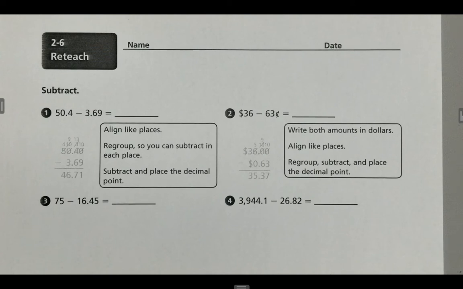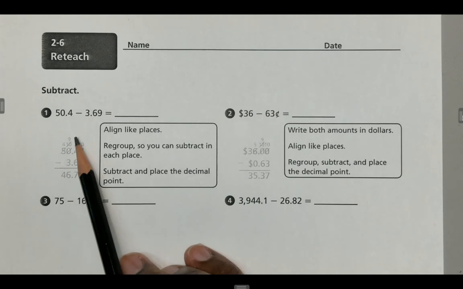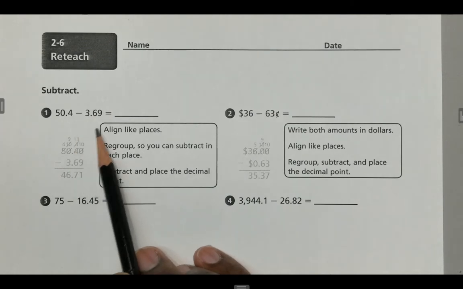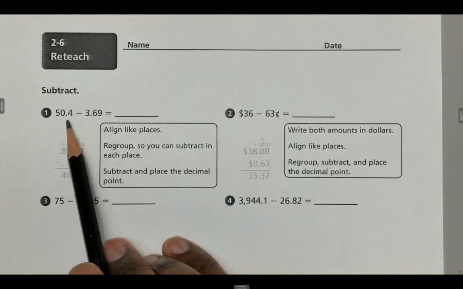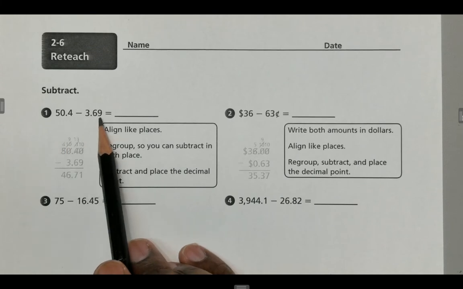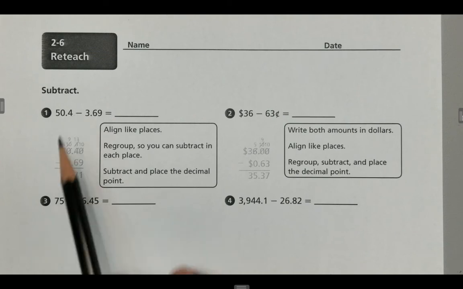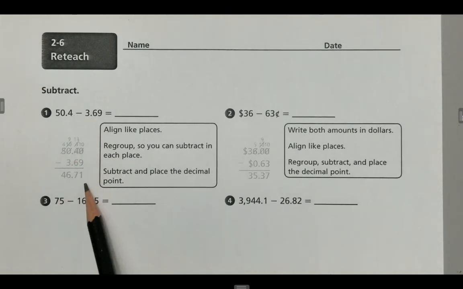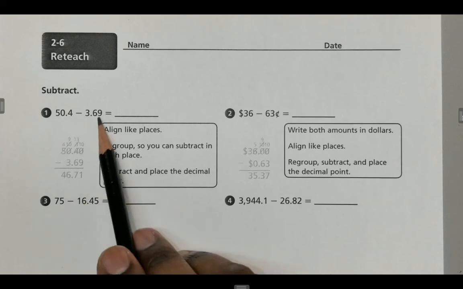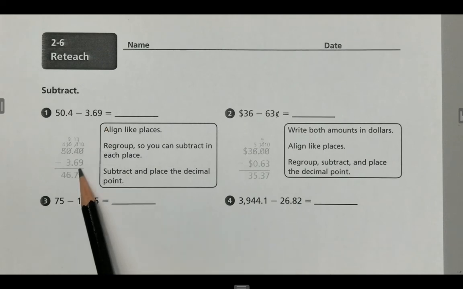Let's get started. Number one, 50 and 4/10 minus 3 and 69/100. I can see right away that I've just got one digit after the decimal point here and two digits after the decimal point here, so I know I'm going to be adding a placeholder 0 here. And that work has actually been done for us here. The smaller number has been stacked below the larger number. All of the place values have been lined up accurately together.